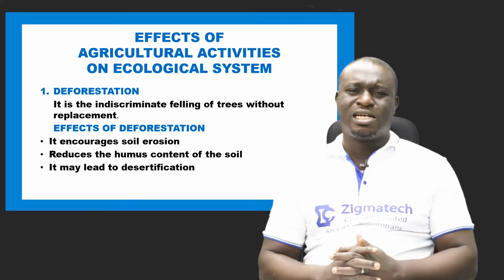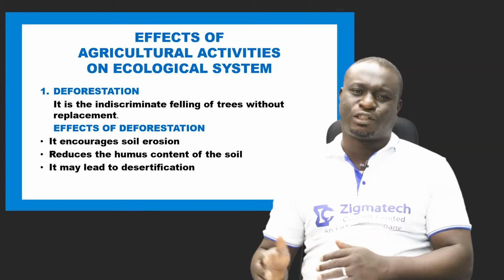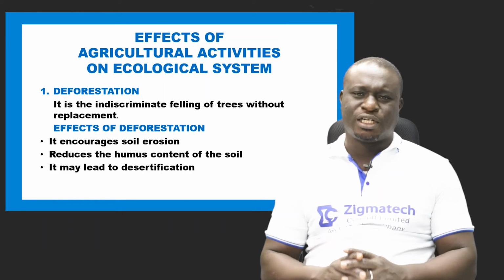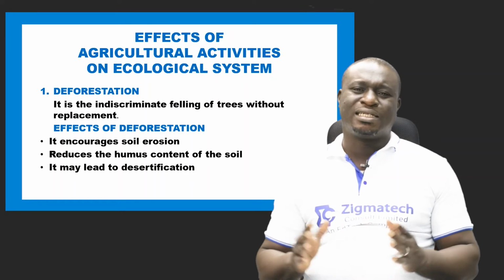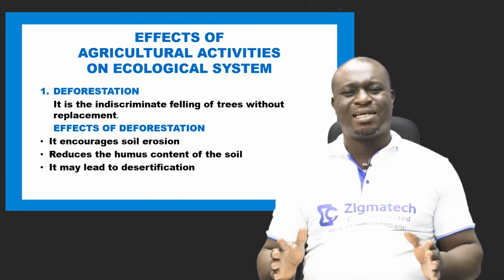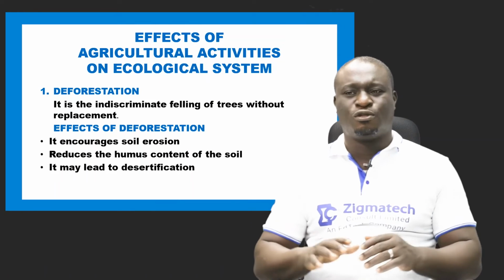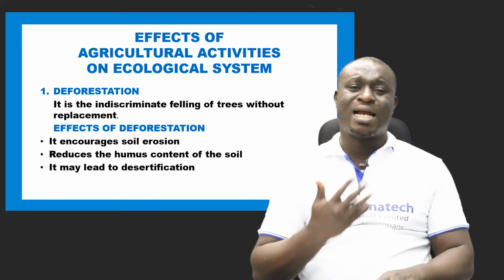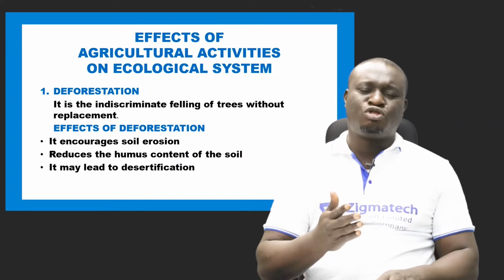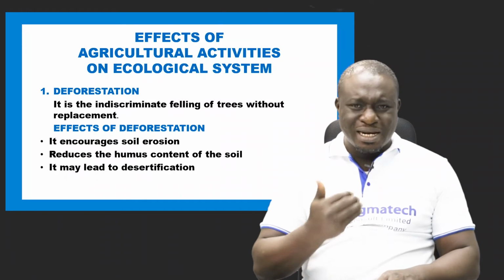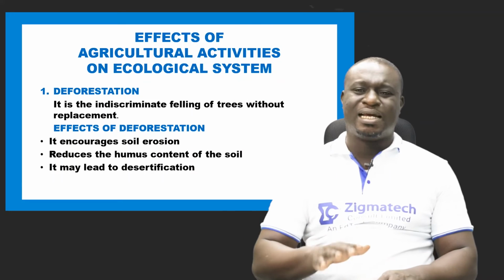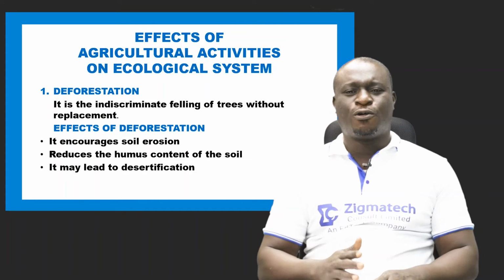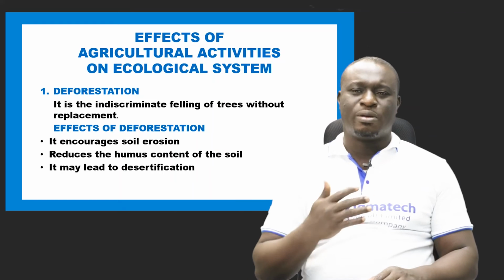Number 1 on the list here is deforestation. Now, what is deforestation? Deforestation can simply be defined as the indiscriminate felling of trees without replacement. This has to do with human activities, felling trees indiscriminately without replacing them by replanting. So, indiscriminate felling of trees without replacement.